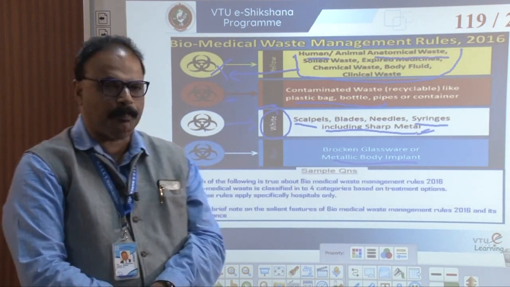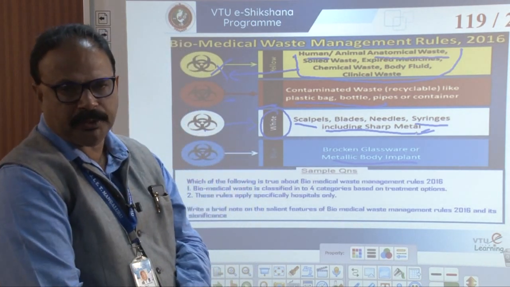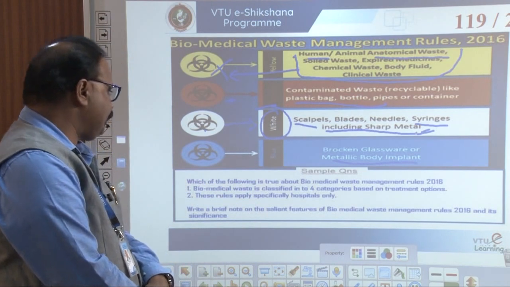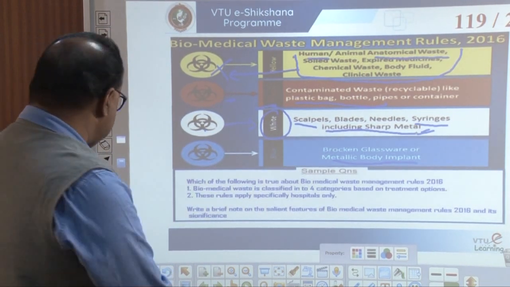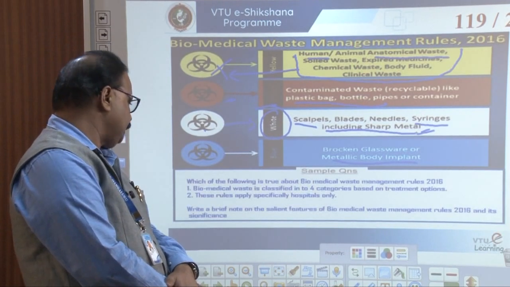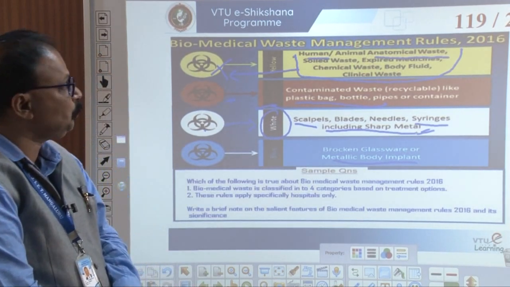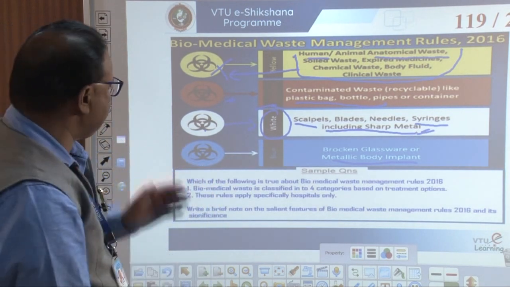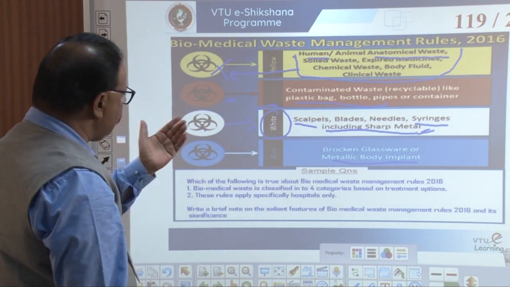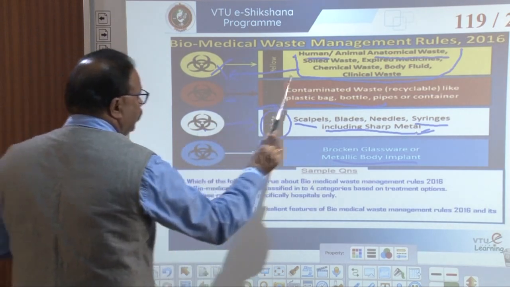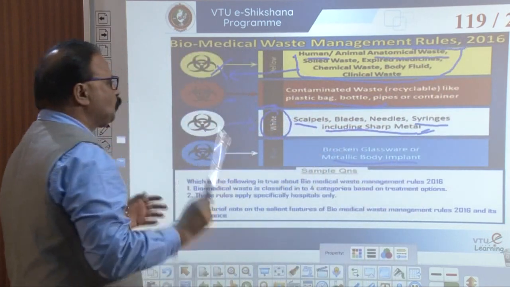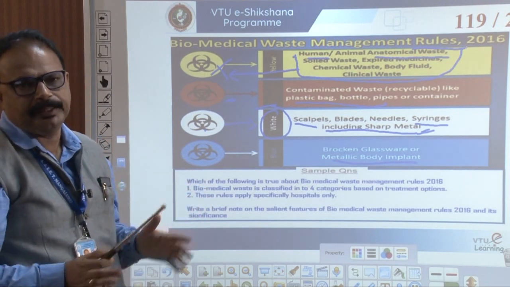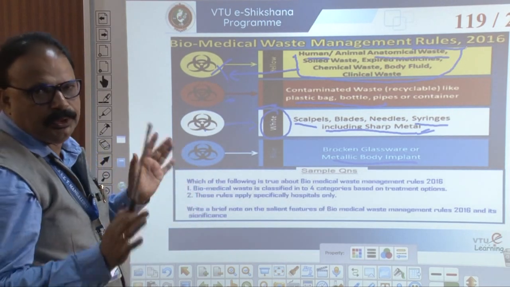Which of the following are true about the Biomedical Waste Management Rules 2016? Biomedical waste is classified into 4 categories based on the treatment operation. These rules apply to hospitals only. Very, very important. These are the 2016 biomedical waste rules. Okay, different types of bags; we can see other types also. This is from the 2016 amendment rule. The solid waste rules changed from 2002 to 2016, and the biomedical rules also changed from 2002 to 2016.